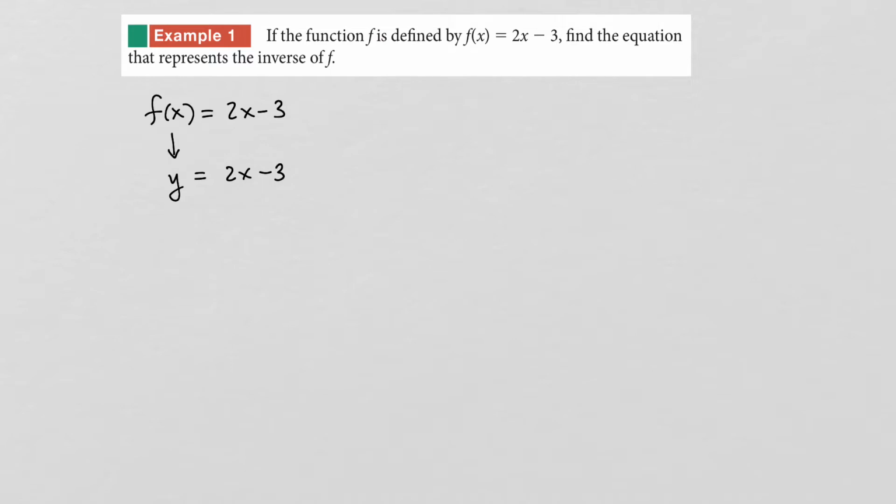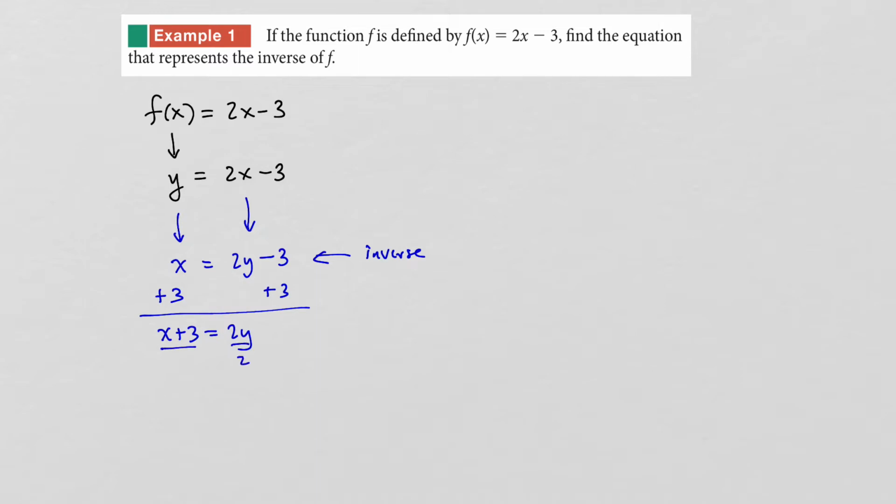What an inverse function does is it simply inverts the x's and the y's. So if I want to find the inverse function, the y becomes an x, and the x becomes a y. So this equation right here is the equation that represents the inverse. Now what we typically do with that second equation is we will solve it for y. So if I add 3 to both sides and then divide by 2, we get x plus 3 divided by 2 is equal to y.